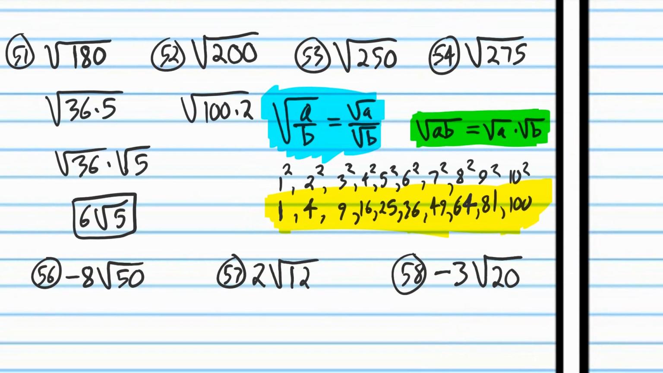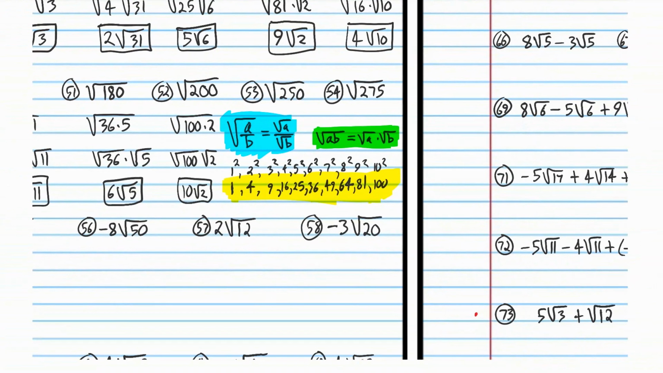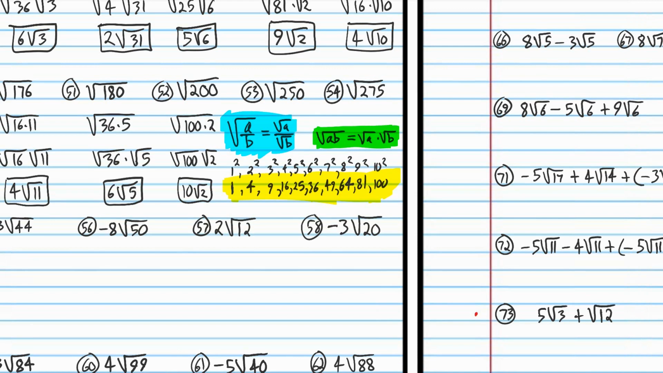So we use the green principle and break it up, and we get 10 root 2. So we got 10 root 2. Good job. So 100 is a perfect square, and 2 is neither a perfect square nor does it contain a perfect square as a factor.